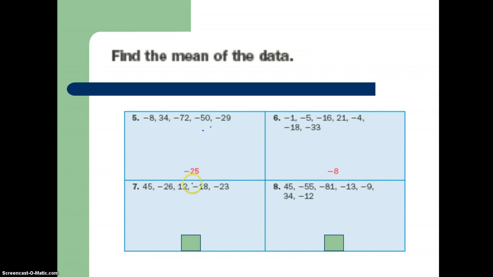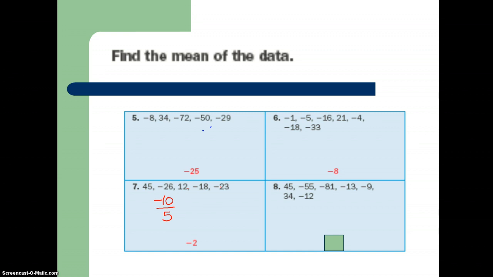For number 7, we add them together. Please do this on your paper. I will be checking so that I see if you're actually doing it yourself or just copying what I'm doing. Add it together, you get negative 10. Divide by 1, 2, 3, 4, 5 numbers. Negative 10 divided by 5, they're different signs, so the answer should be negative 2.